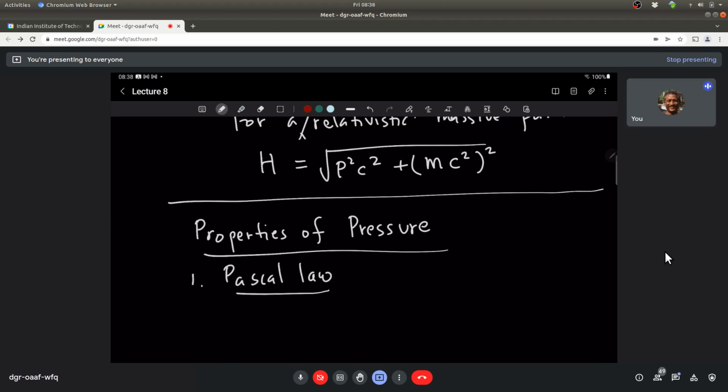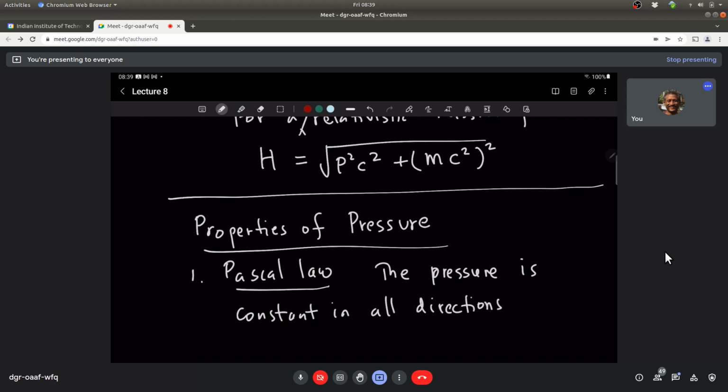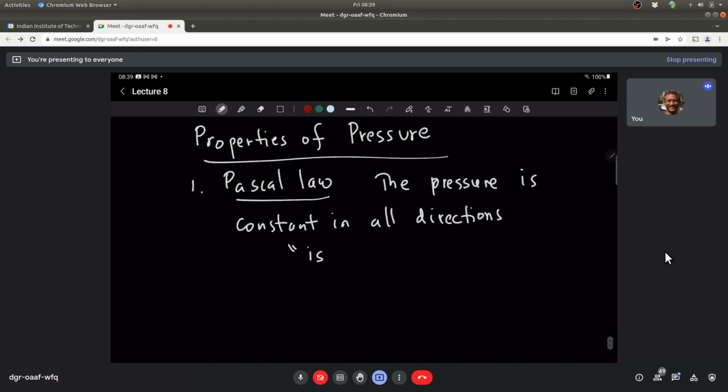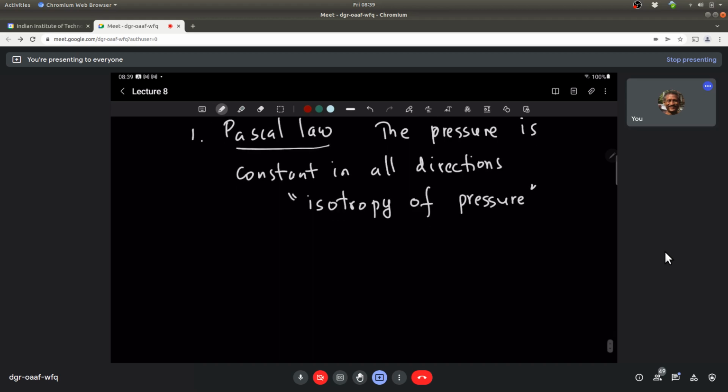So, how would you measure pressure inside a gas? You would put some small surface anywhere in the interior of the gas, and then measure the force on that surface if you know the area. What it says is that the pressure is constant in all directions. This is called isotropy of pressure. There is no preferred direction. The second way of saying the same thing is that the pressure is a scalar.